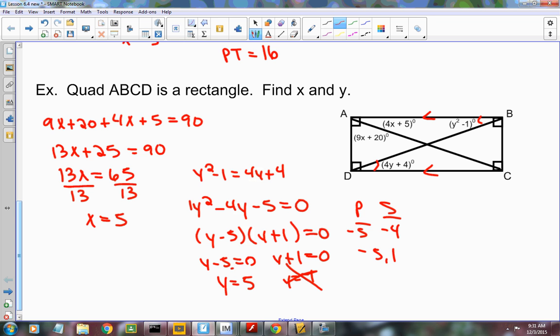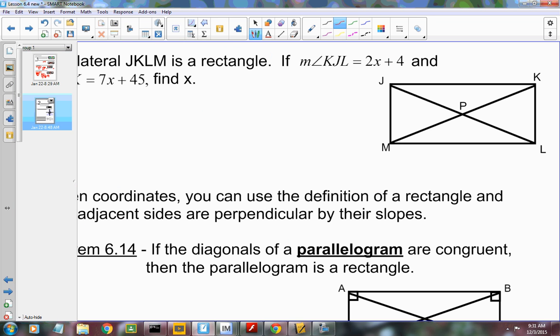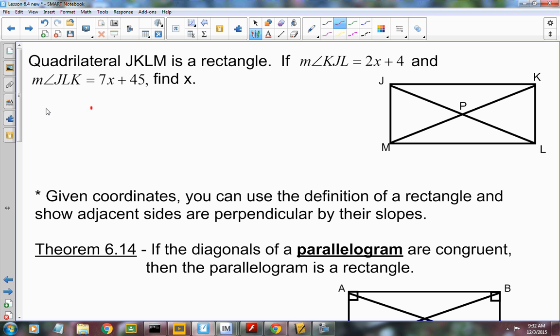Alright. Go to the next thing. Quadrilateral JKLM is a rectangle. If the measure of angle KJL is 2x + 4, and angle JLK is 7x + 45, I want to find x.